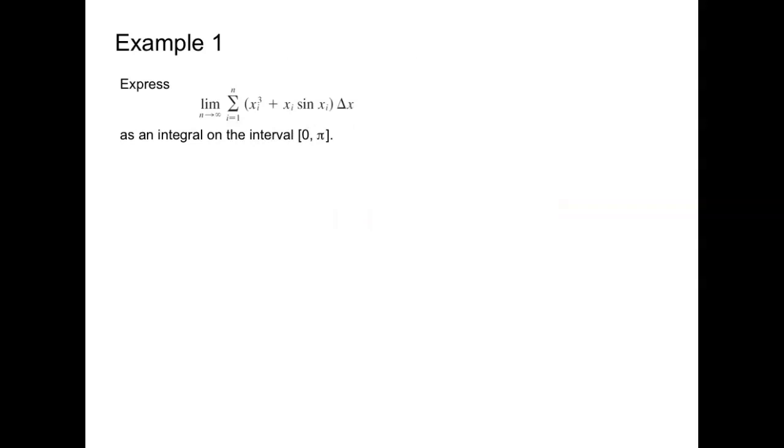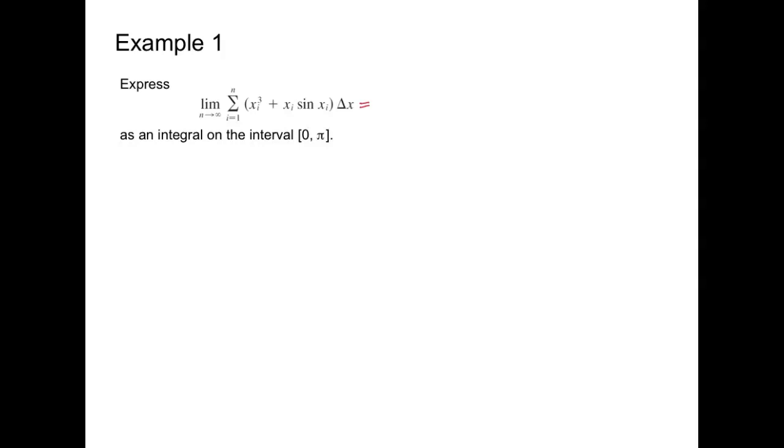Oh, no, we're not. First thing we're going to do is an example where we convert from limit sigma notation into integral notation. So here I'm given the limit as n approaches infinity of sigma from i equals 1 to n of x sub i cubed plus x sub i sine x sub i delta x. We did one where we went from integral to the limit notation. Now we're going to go the other direction, from the sigma limit notation, rewrite it as an integral. This is actually the more straightforward one.